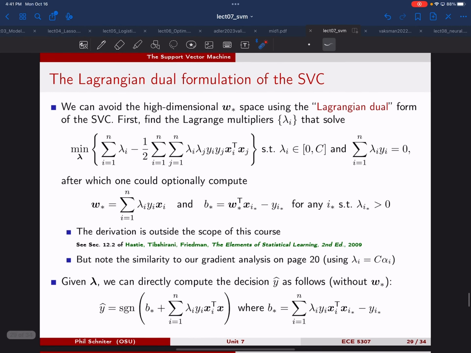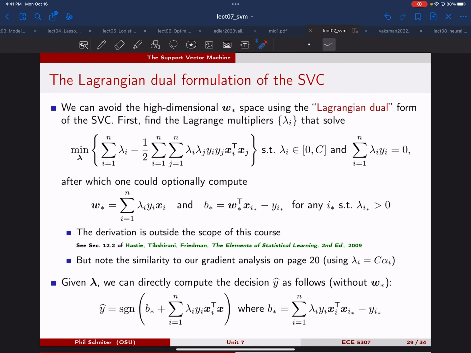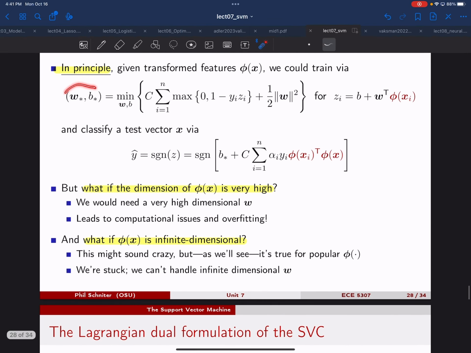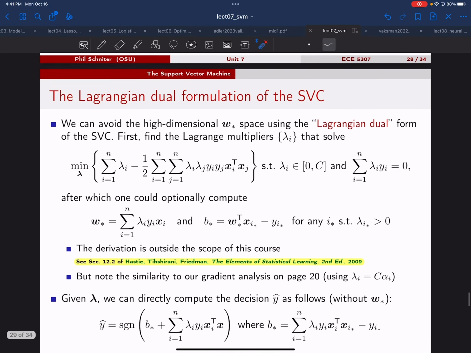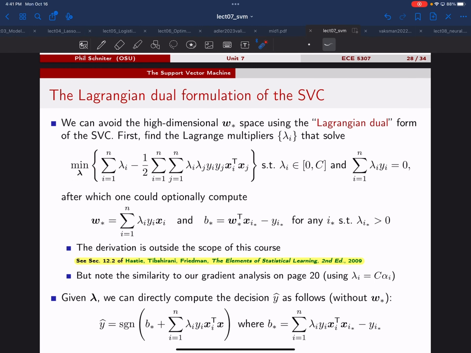And this is what it looks like. I apologize that the derivation for this is outside of this course. I can't explain why this ends up looking this way. If you're curious, you can go read section 12.2 of this textbook. This is one of the textbooks that was the recommended optional reading. But basically, it's saying, okay, don't solve for the weights and the b. Instead, solve for these lambdas. And so this is the optimization problem we want to solve.